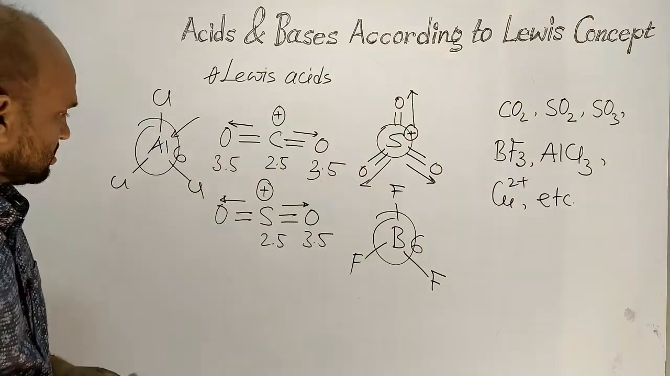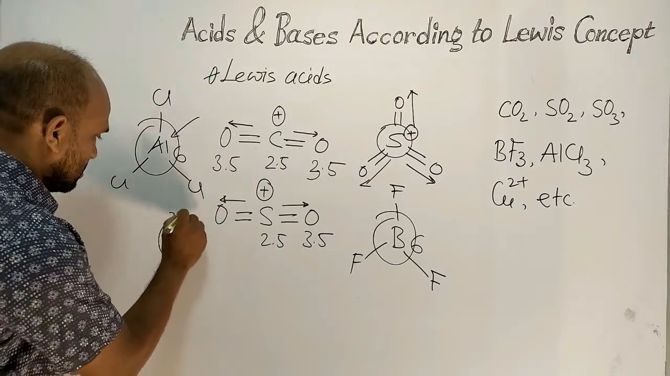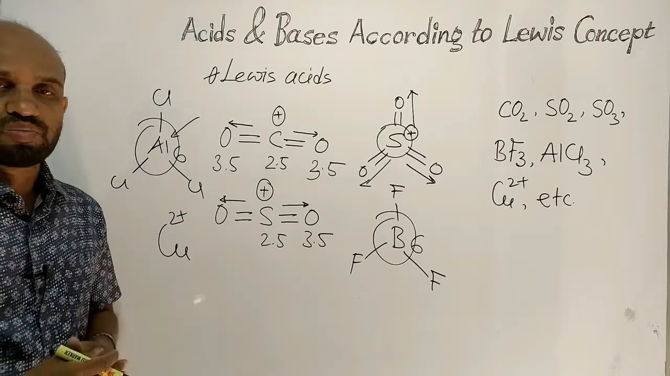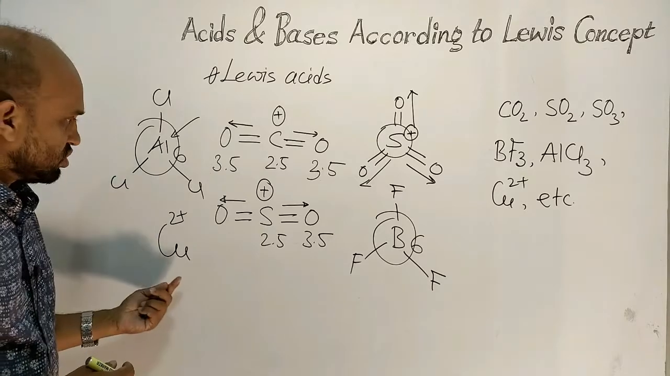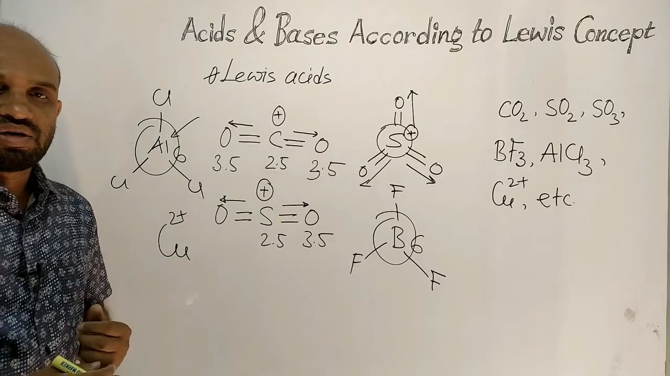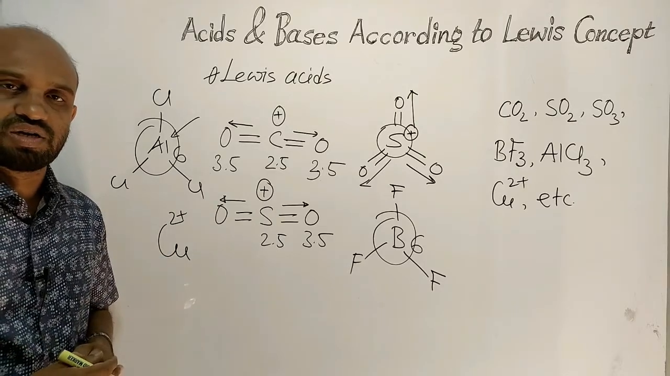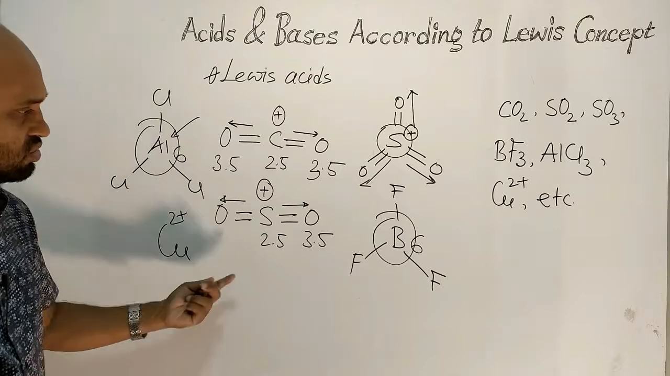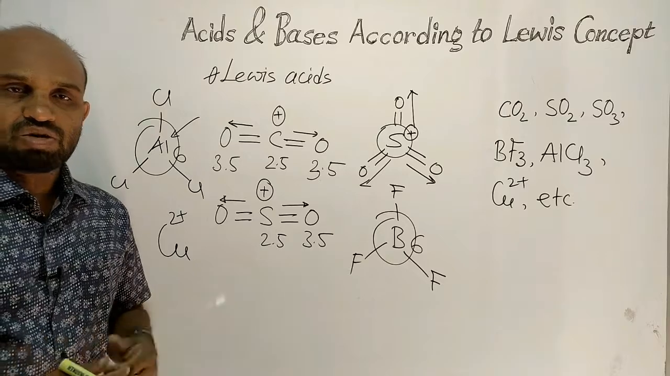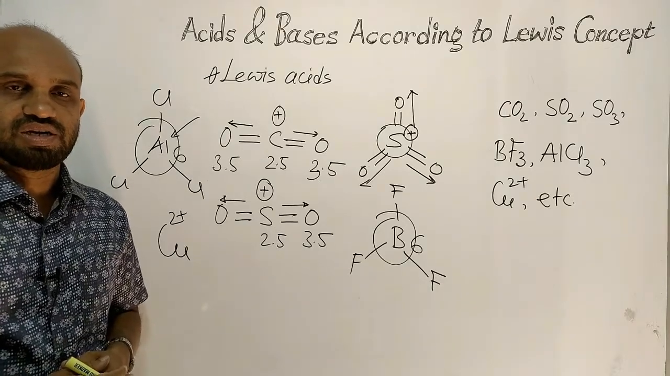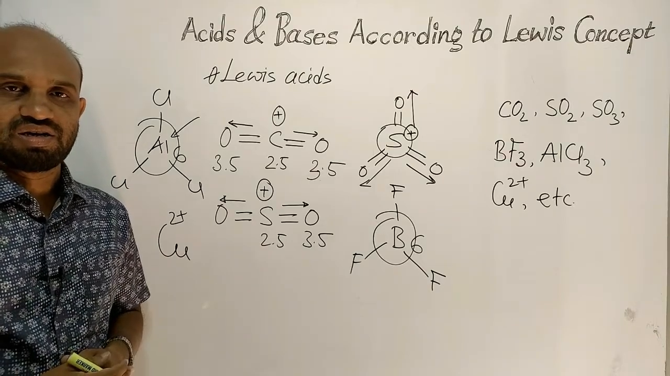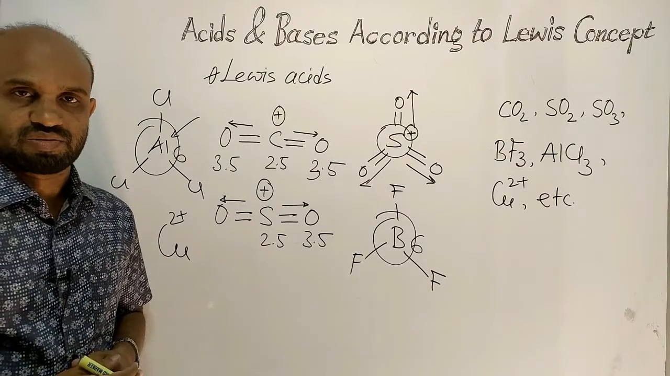Let's see another ion, that is copper 2+. Copper 2+ is a kind of ion that can accept 4 pairs of electrons. So all the compounds we see here have tendency to accept electron pairs. Now we can say that Lewis acids are the compounds that can accept electron pairs. Simply, Lewis acids are electron pair acceptors.